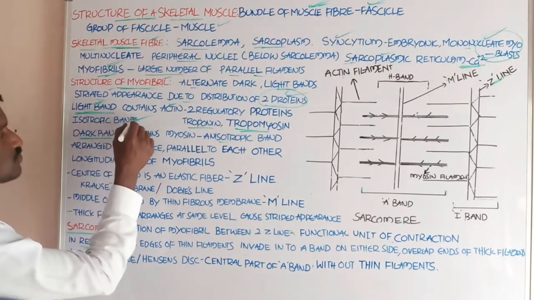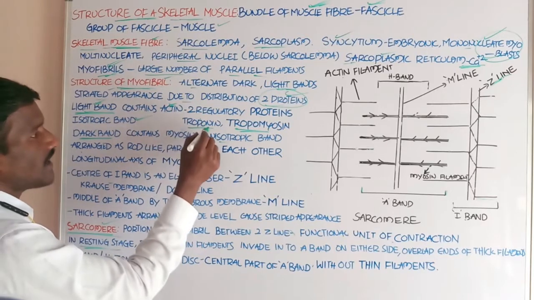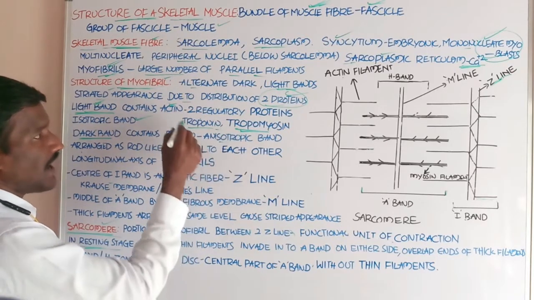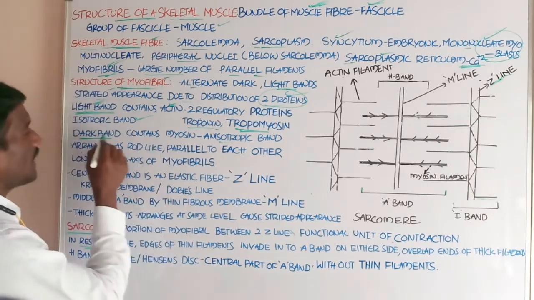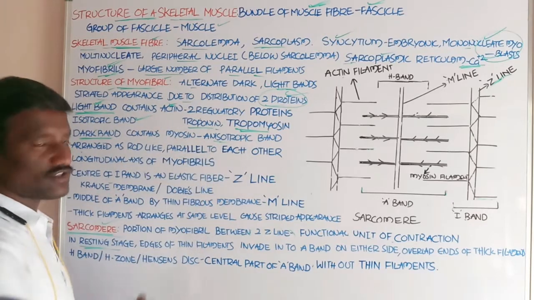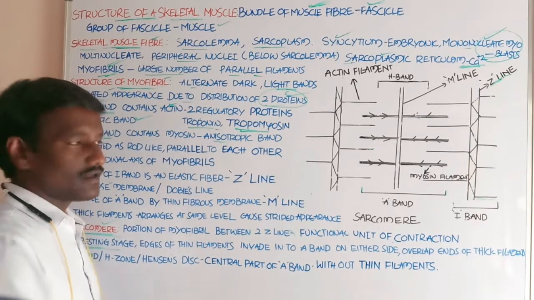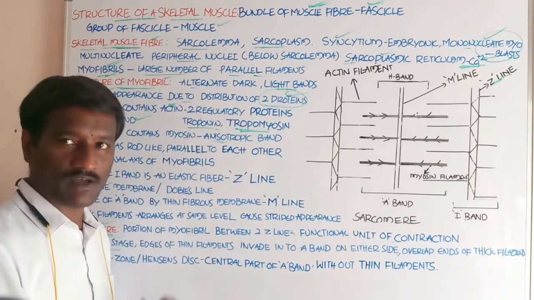Light band, also called I band. The I band consists of two types of proteins, actin and the regulatory proteins, and appears as actin filaments or thin filaments. And another one, dark band. The dark band is also called the anisotropic band, or A band. This is the A band that shows the myosin filaments or thick filaments.